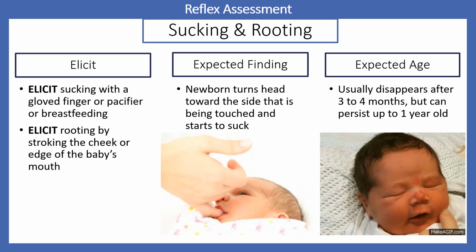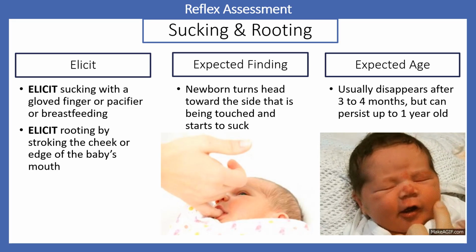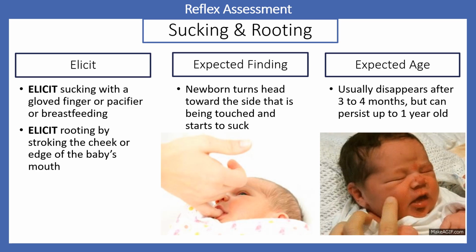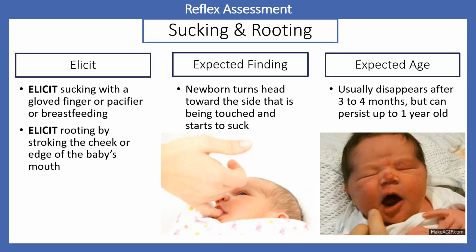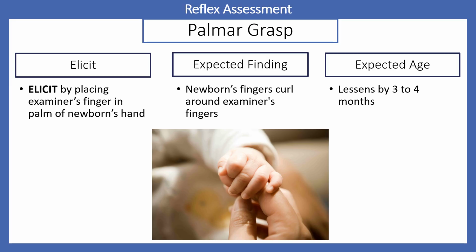The rooting reflex is elicited by stroking the cheek or edge of the newborn's mouth. The newborn should turn their head toward the side that is being touched. The palmar grasp is elicited by placing a finger in the palm of the newborn's hand. The expected finding is for the newborn to curl their fingers around the nurse's finger.